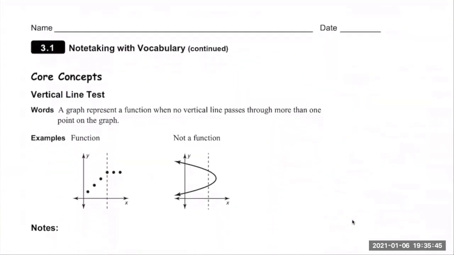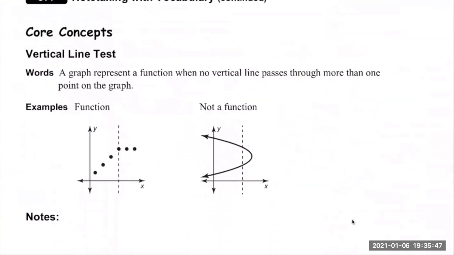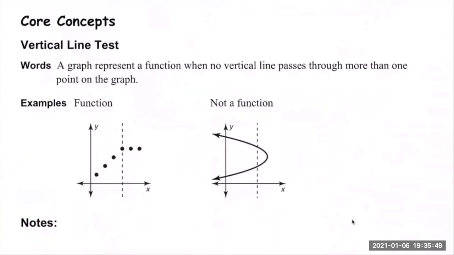And so next, looking further down at core concepts, the vertical line test. That's what I said was super easy to determine if something is a function or not. We draw that vertical line through it. If it hits our line more than once, it's not a function. If it only hits it once, it is a function. It's the easiest test to do when you have a graph. Just draw that line. If it only hits once, you are good to go.